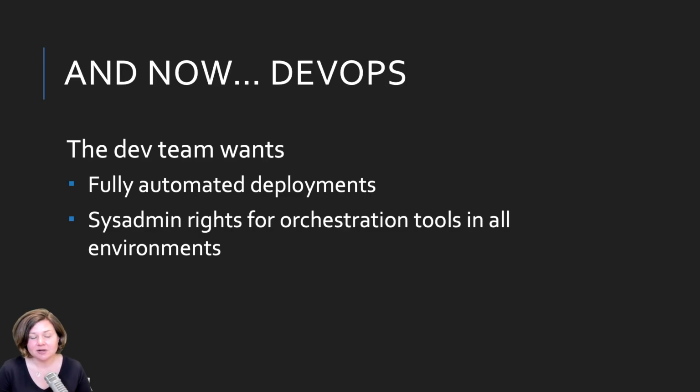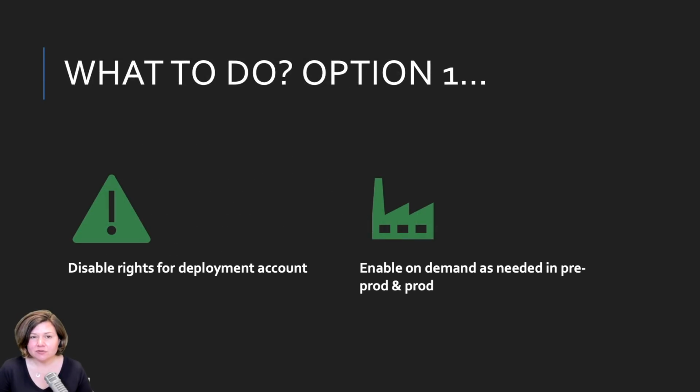So there are a lot of great things about automation, but as part of this, the development team would like the orchestration tool that manages all of this automation to have sysadmin rights in all environments, not just in dev environments, but also the ability to create tables in production and pre-production. Maybe even the ability to create databases in production and in pre-production. And this desire to move more into a DevOps way of working is creating some concern for the DBA team. So the question was this: what should we do when confronted with this risk?